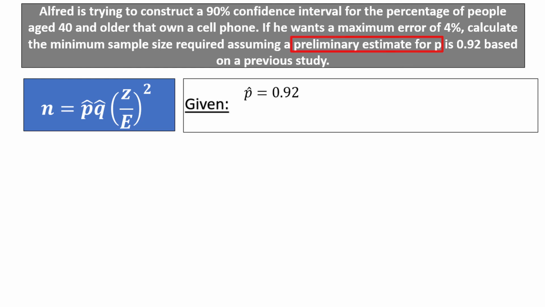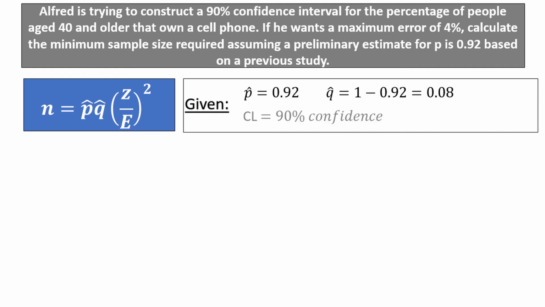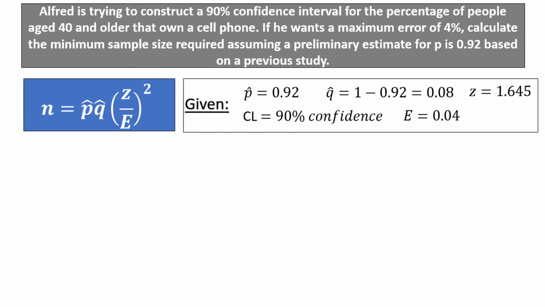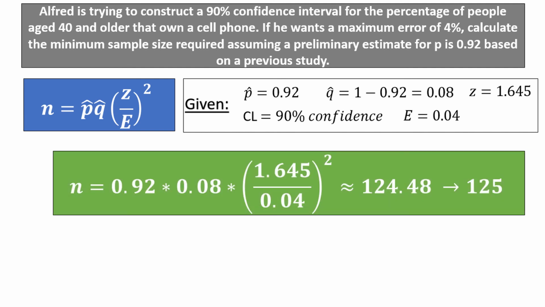P hat is the preliminary estimate of 0.92. Q hat is 1 minus p hat, which is 0.08. The confidence level is 90%. The z-score is the positive z-score corresponding to a 90% confidence level, which we know from my handy table is 1.645. E is the maximum margin of error of 4%, or 0.04. Plugging into the formula, we get 0.92 times 0.08 times (1.645 divided by 0.04) squared, which comes to about 124.48.